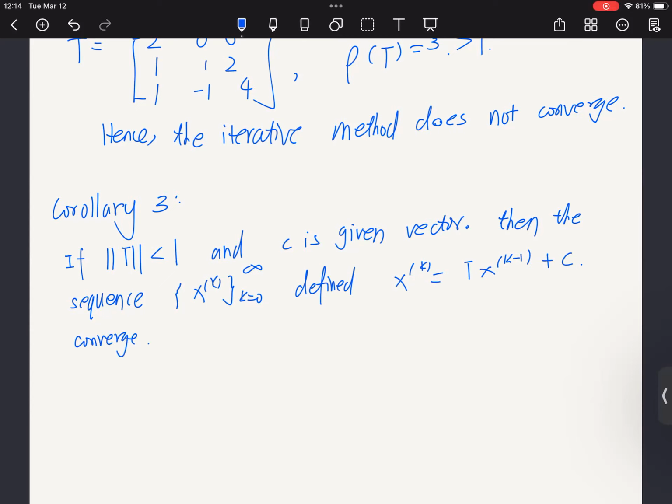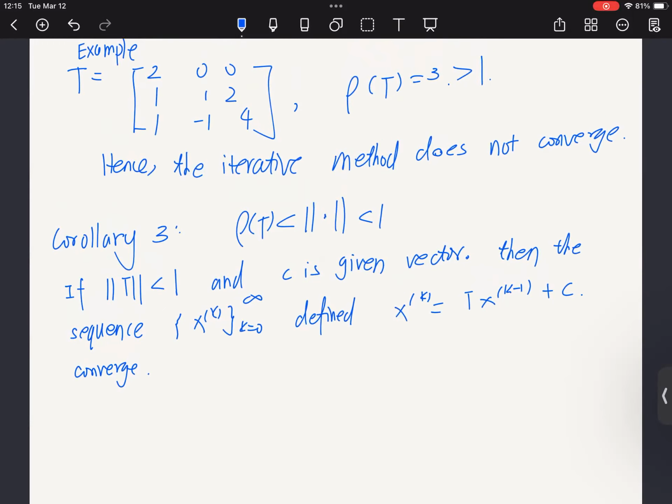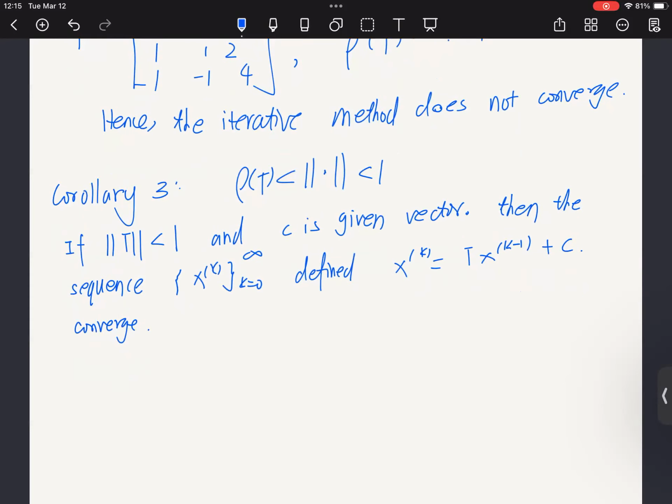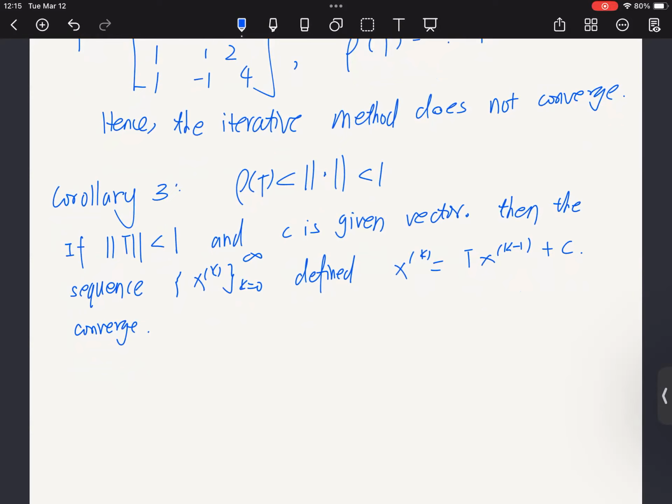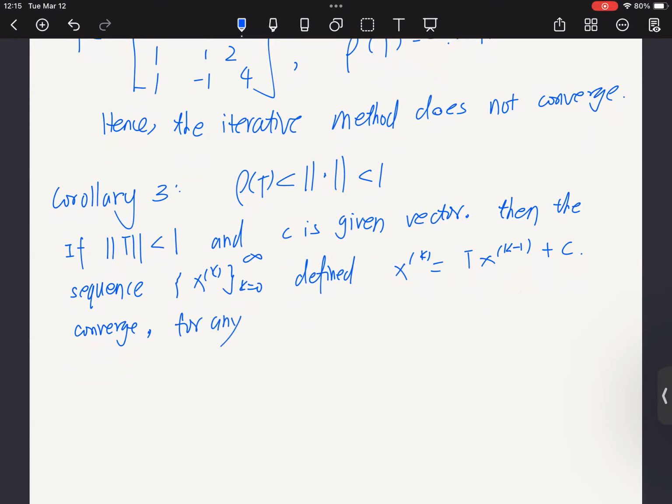And this is because if you take a look at the norm here, there's one thing about the natural matrix norm: it is bigger than the rho of T. So if the norm is smaller than 1, then your rho of T is smaller than 1, so it will converge. This is the first part of this corollary, and it doesn't matter the initial guess. For any initial guess you have in the n-dimensional space, this updating rule would converge to a vector x.